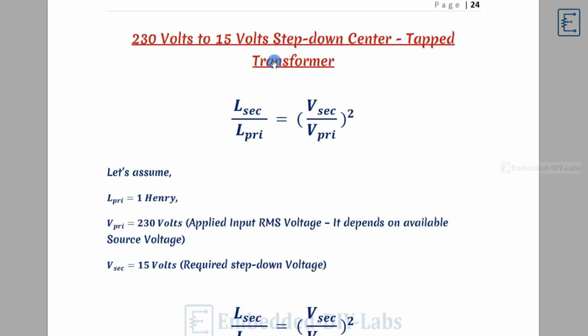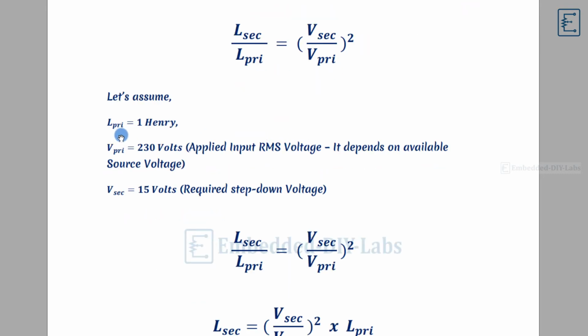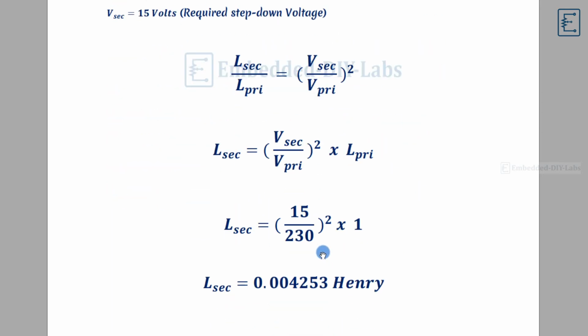Then we will see 230 volt to 15 volts center tapped transformer. Here again, assuming that primary inductance as 1 Henry and primary voltage as 230 volts, then secondary voltage which is required output is 15 volts. Applying in that inductance ratio formula, we will get L secondary as 0.004253 Henry.